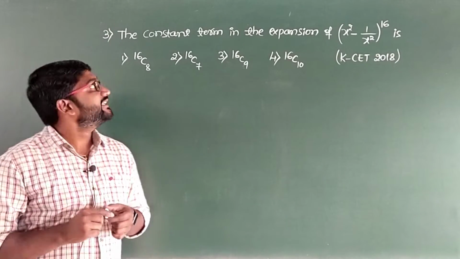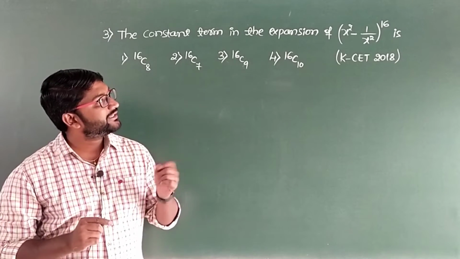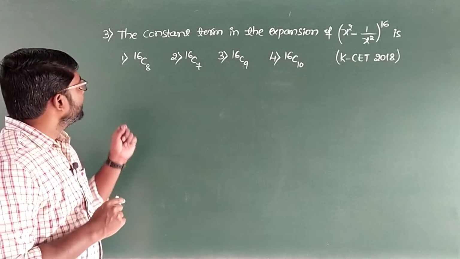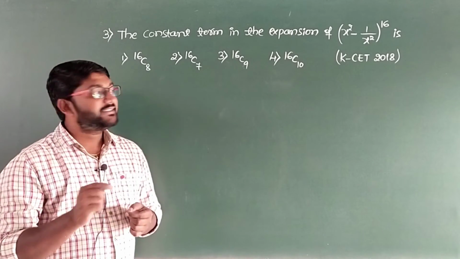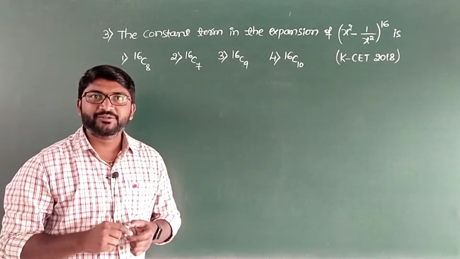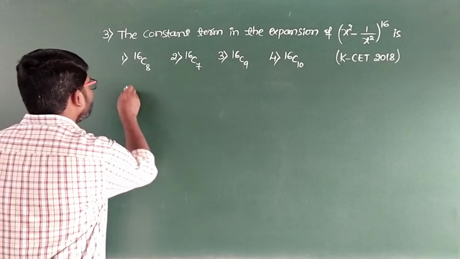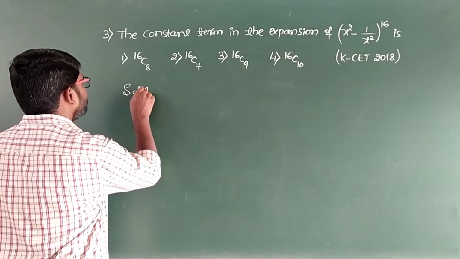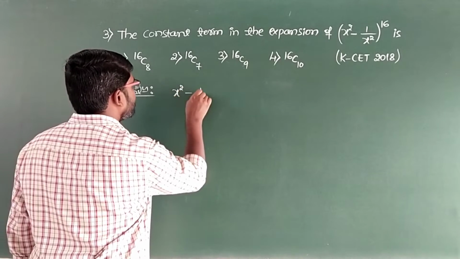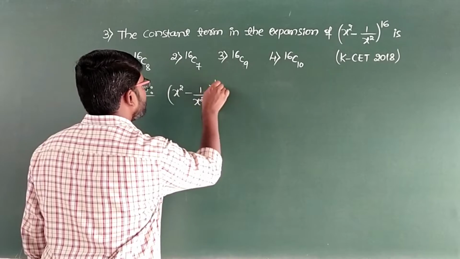Well, question number 3, it is the constant term in the expansion of x square minus 1 divided by x square whole to the power 16 is, and the four options are 16C8, 16C7, 16C9 and 16C10. This question was given in Karnataka CET 2018. So let us take up the given question here. x square minus 1 by x square whole to the power 16.